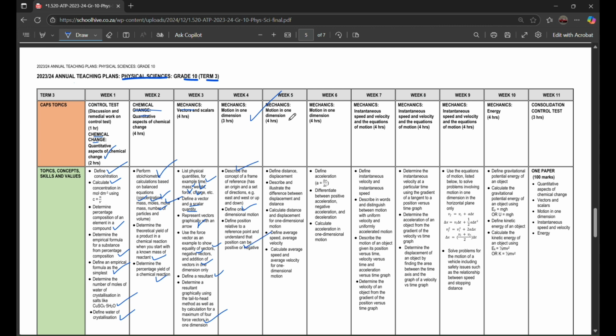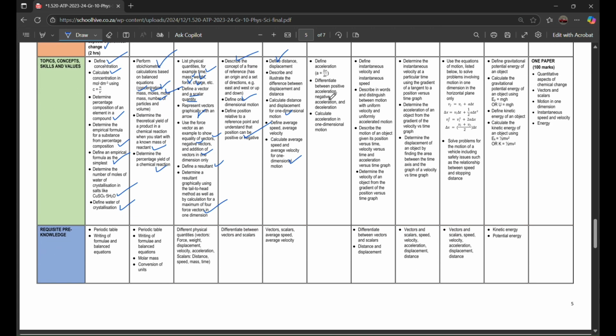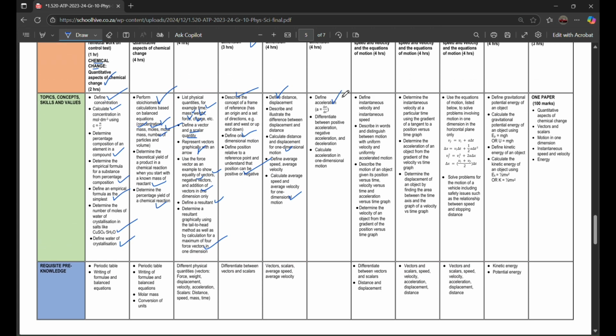Within the fifth week, we learn about the following: define distance, displacement, describe and illustrate the difference between displacement and distance, calculate distance and displacement for one-dimensional motion, define average speed, average velocity, calculate average speed and average velocity for one-dimensional motion. Within week 6, we define acceleration, which is a = ΔV/ΔT.